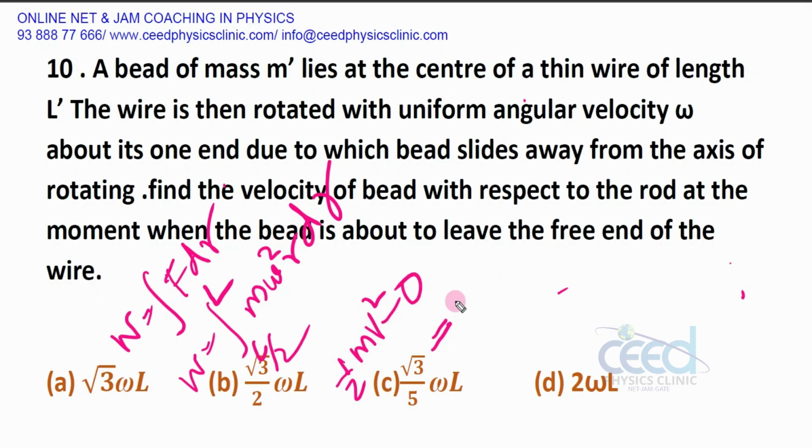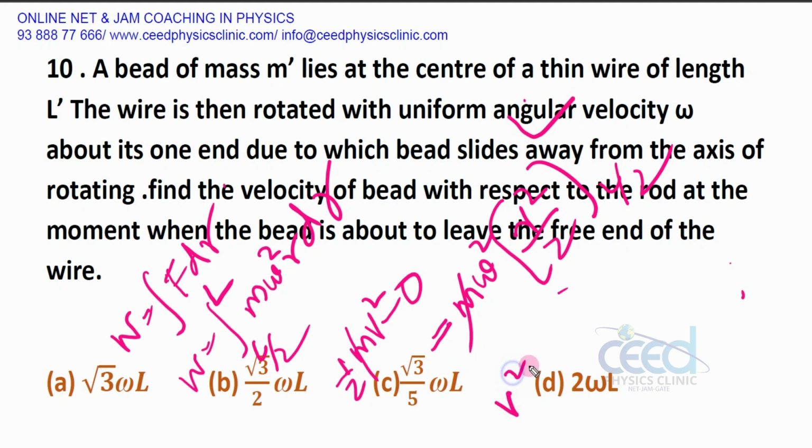By integrating this m omega square, you can take out r square by 2, with limits from L by 2 to L. So m v square is equal to, and this 2, this 2 and that 2 all cancel.